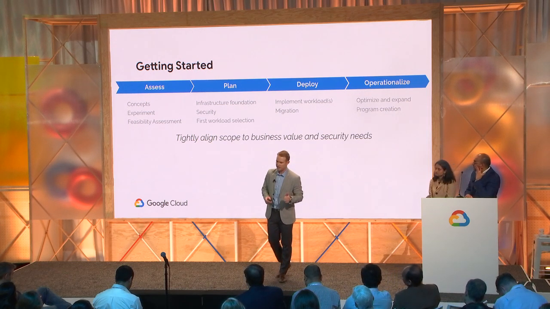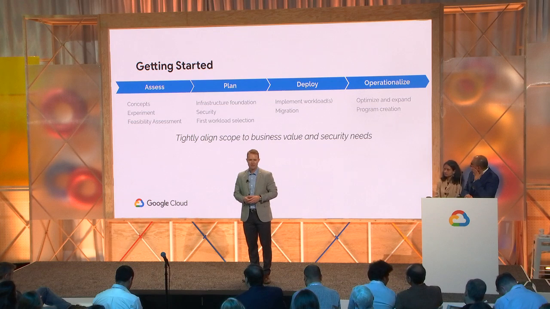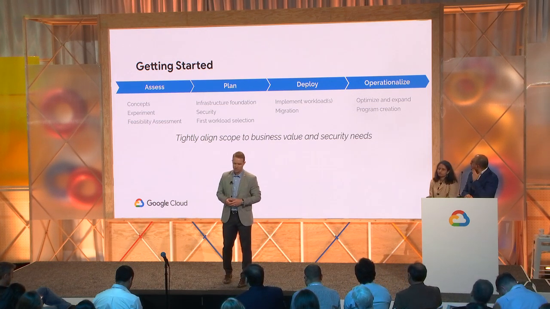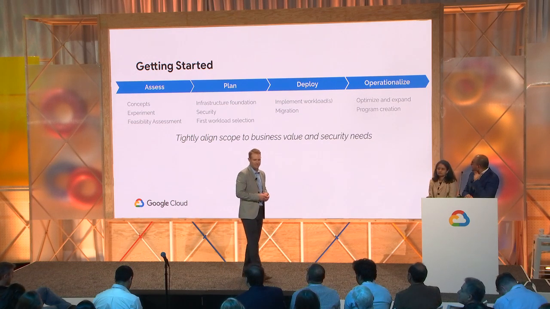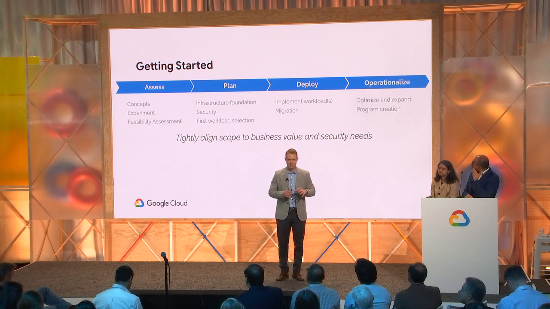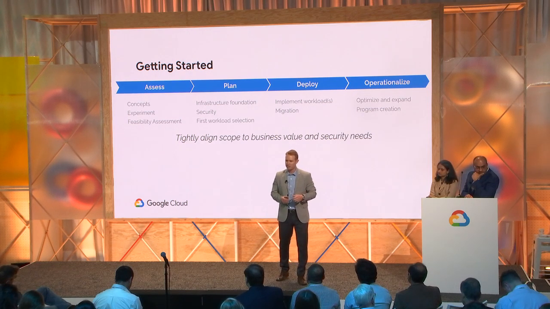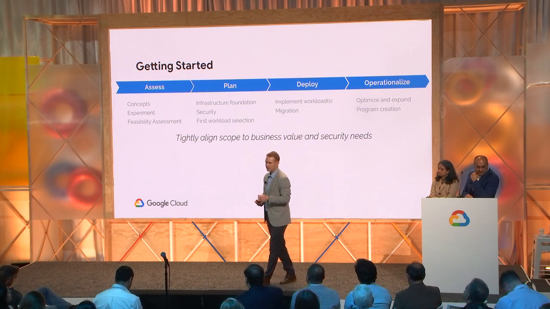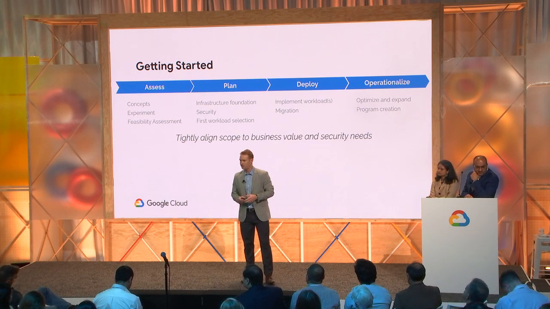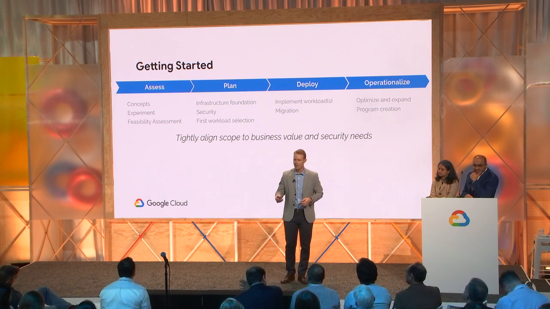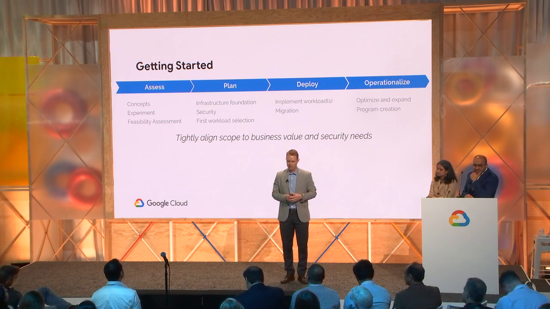The first one is assess. So this is when you're prototyping, you're experimenting, and really trying to figure out if GCP is the right fit for your solution. The second is planning. This is setting up infrastructure, getting projects organized, setting up billing, and most importantly, picking your first workload. Moving on to deployment, this is implementation, migration of the workload, and finally operationalizing, which is standing up a program with your future work backlog.